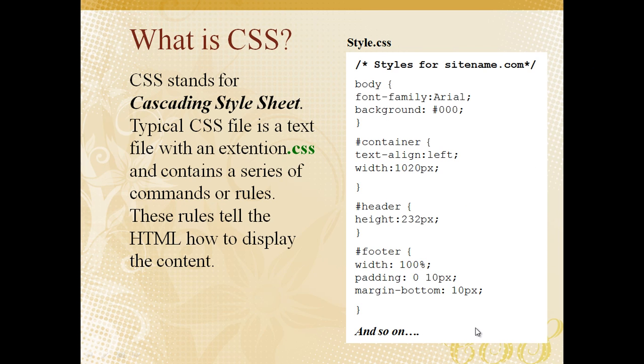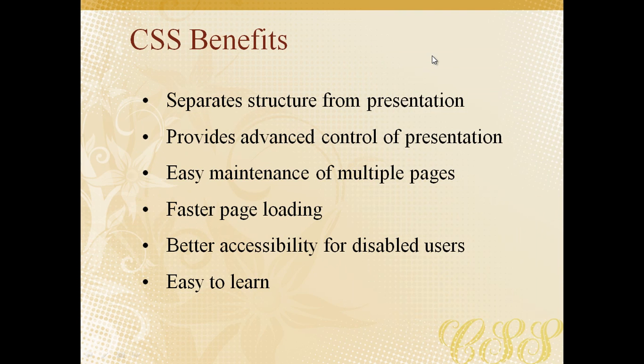So this is an example. We have the set of rules. This is a rule for the body, how the body content should be displayed. And this is an ID and these two are also IDs. All these things are put in a file called style.css.